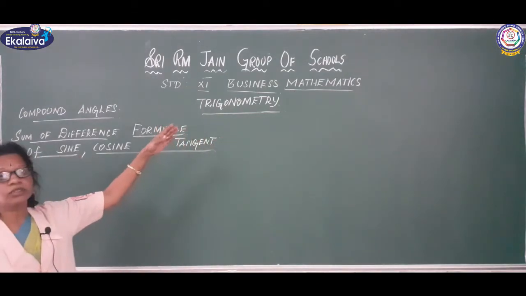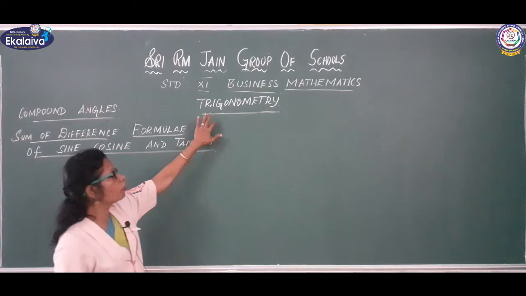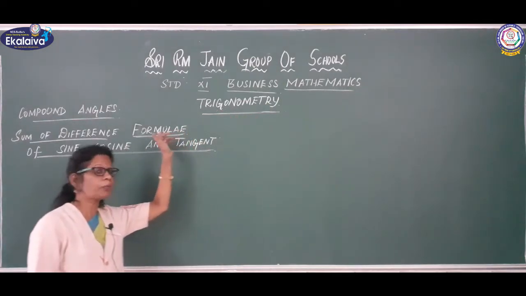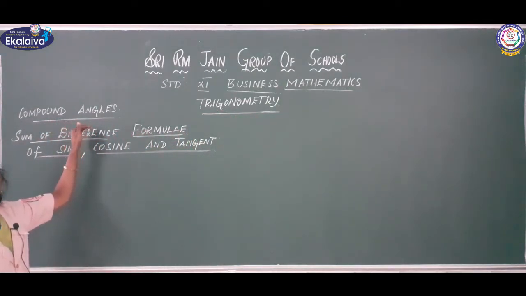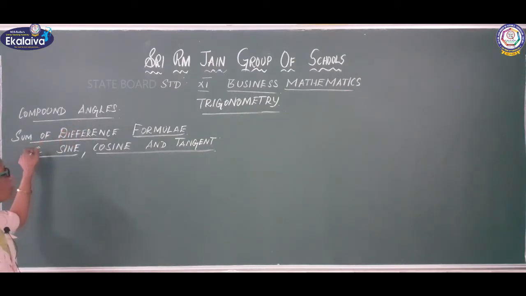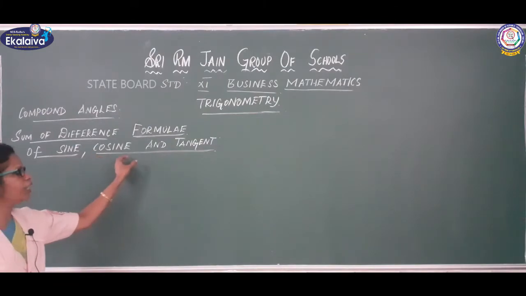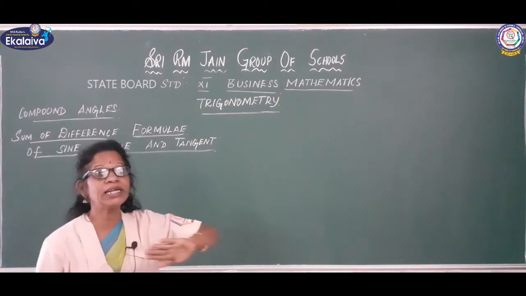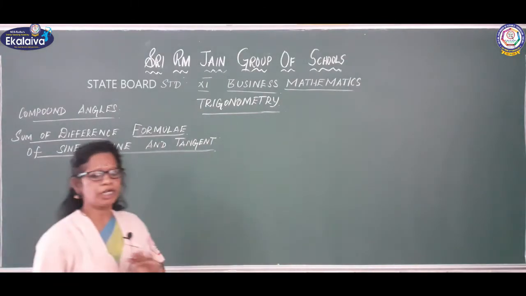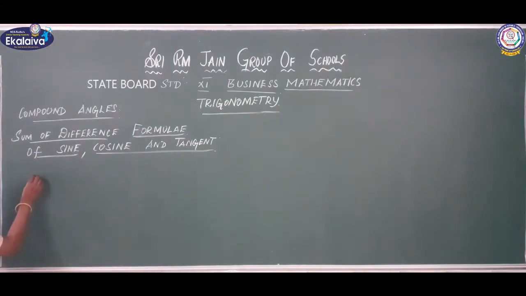Standard 11th, subject business mathematics, topic trigonometry. The subtopic is compound angle: the sum and difference formulae of sine, cosine and tangent. I am going to give only the formula, right? There is no derivation.